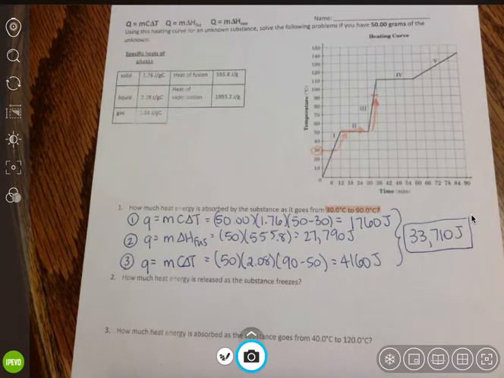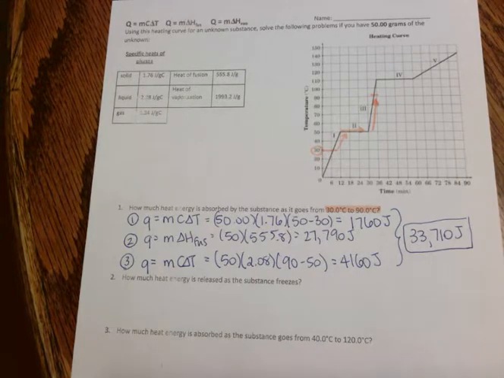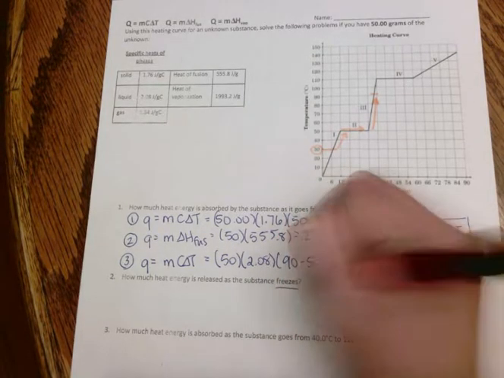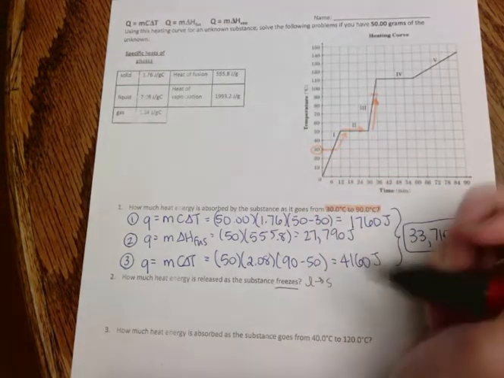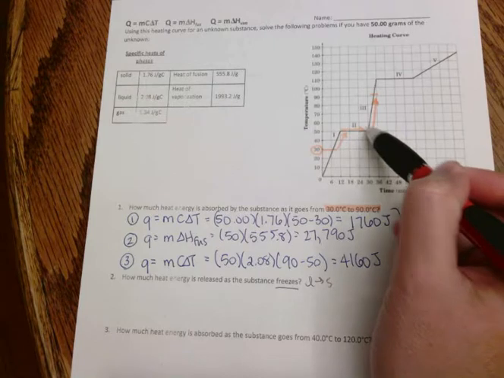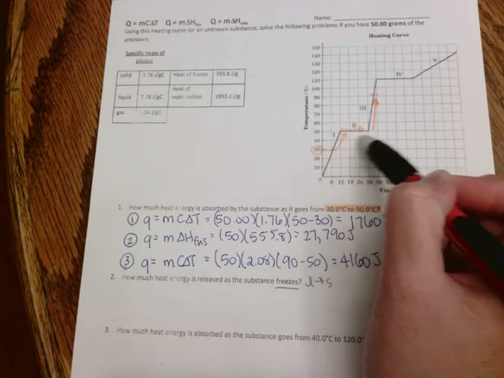Okay, so now we're going to do some more of those heat problems. We're going to start here at number 2. It says how much heat energy is released as the substance freezes. So when you see the word freezes, you know that that means going from a liquid to a solid. So that is this portion of the graph up here at number 2.